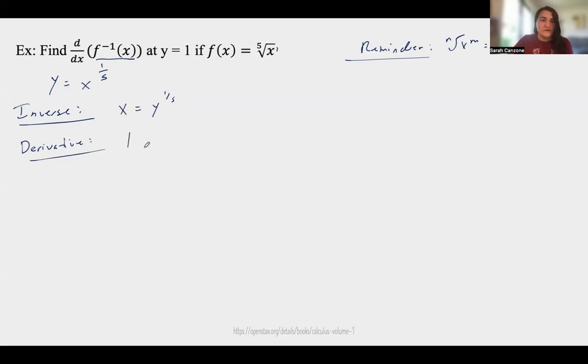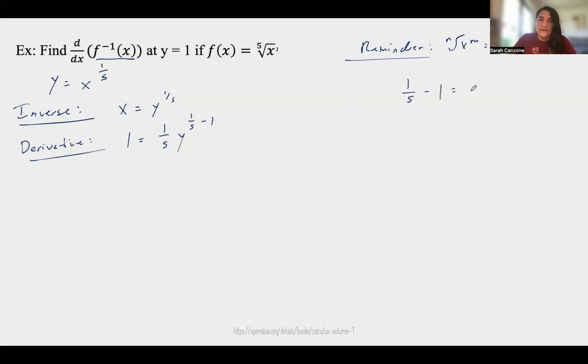So the derivative of x is just 1, and the derivative of y to the 1/5, using the general power rule, is: take the exponent, multiply it to the front, so that's 1/5, y to the, take your exponent and subtract 1. The reason I wrote it like this is because we're going to need to use some knowledge of fractions to actually simplify this. So I'll pull it off to the side.